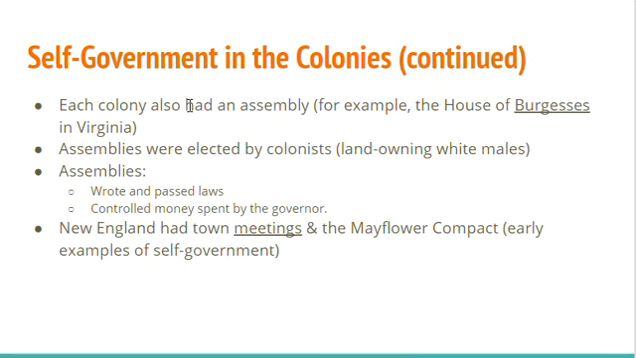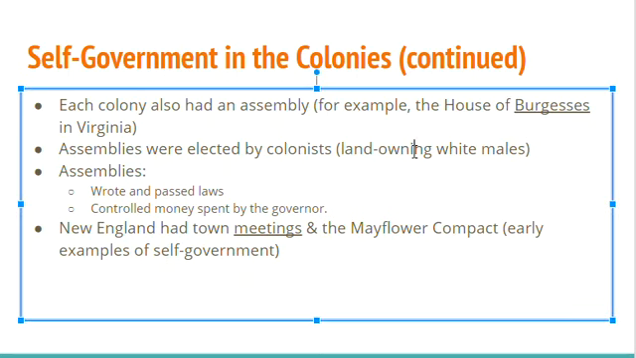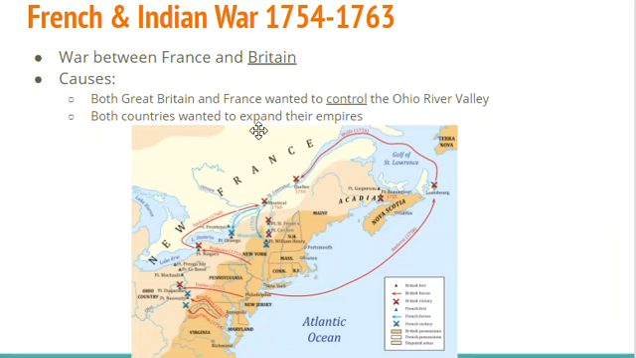And more about their self-government, each colony had an assembly. For example, Virginia had the House of Burgesses. They were elected by colonists, and you had to be a land-owning white male to vote. So not everybody could vote, just land-owning white males. And the assemblies wrote laws. They controlled money. However, New England had town meetings and the Mayflower Compact. Remember, they had direct democracy.